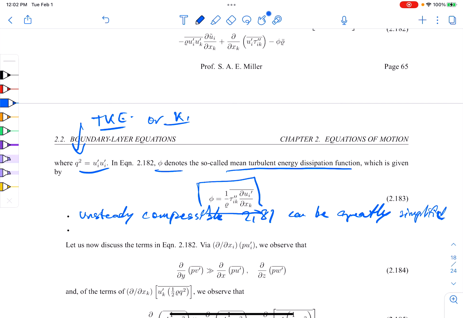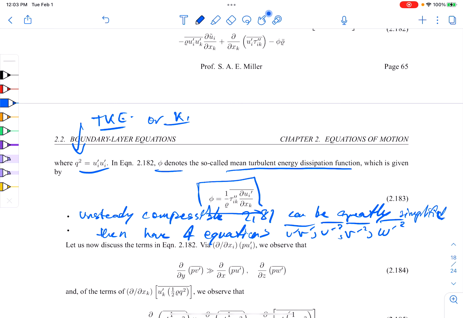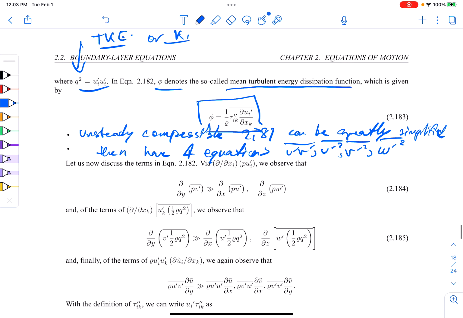And then we'll have 4 equations, which are for u prime v prime bar, u prime squared, v prime squared, of course, and w prime squared, as we need that span-wise velocity component.